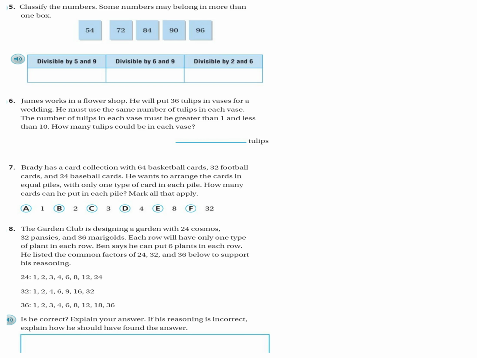Math time. All right, we're still on the Chapter 5 test review. Now we're on to problem 5, 6, 7, and 8 on the next page. All right, let's get started. Number 5 says classify the numbers.